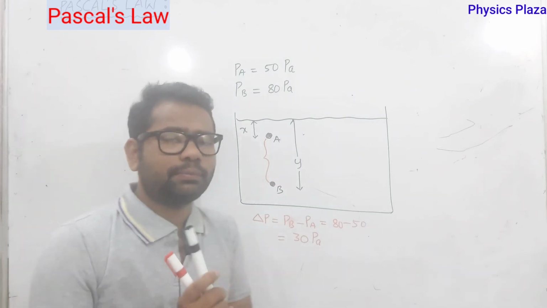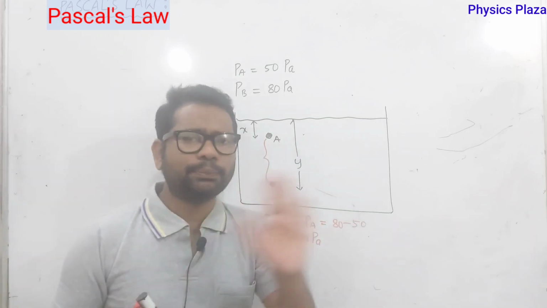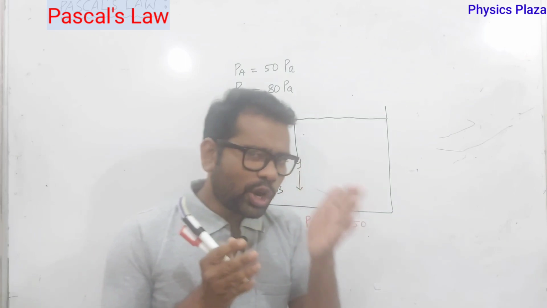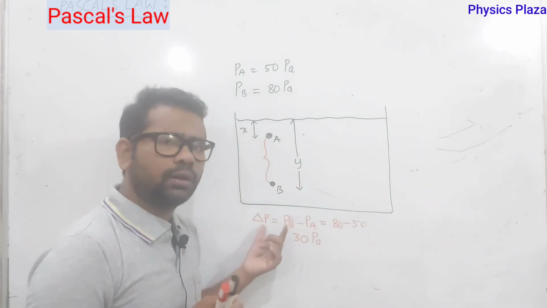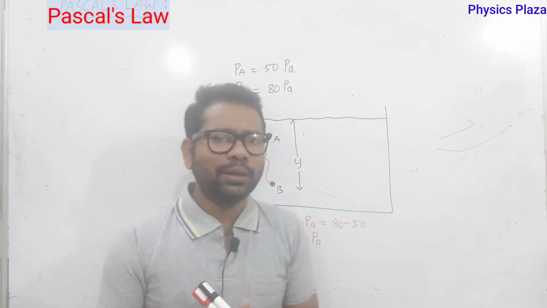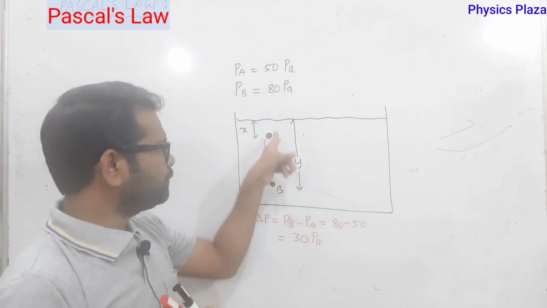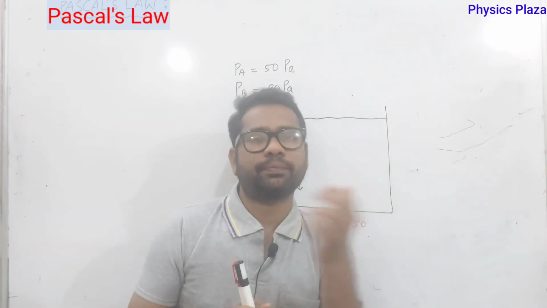Children, my point is that we are not changing the depth of point A or the depth of point B. Will there be any chance of getting a different value for this delta P? Not at all. Why? Because it's a stationary liquid and the points are at fixed positions. So obviously the pressure difference must be the same.